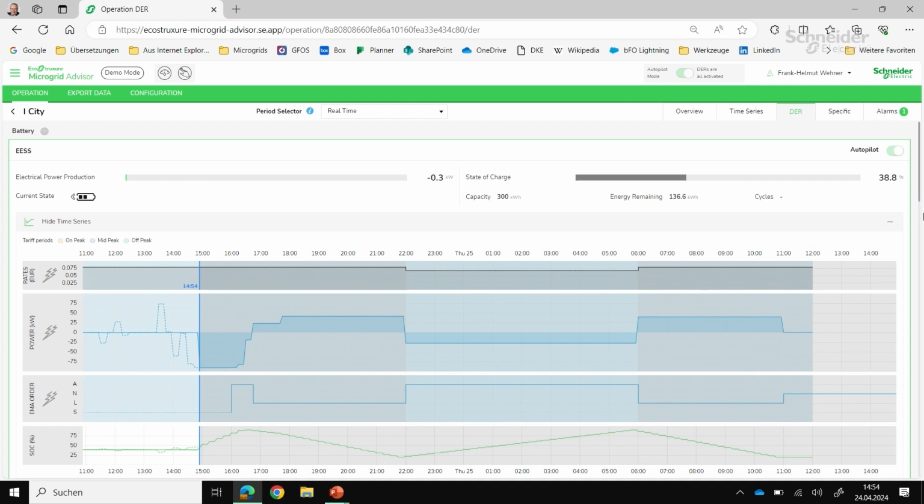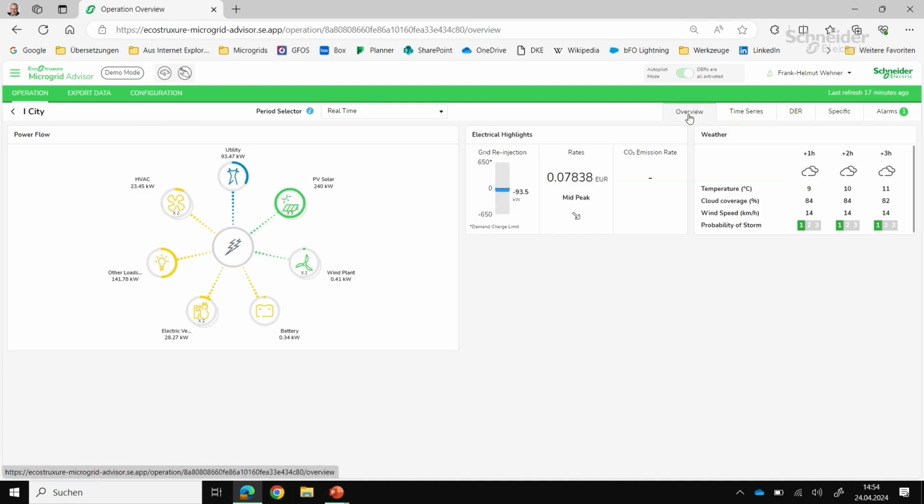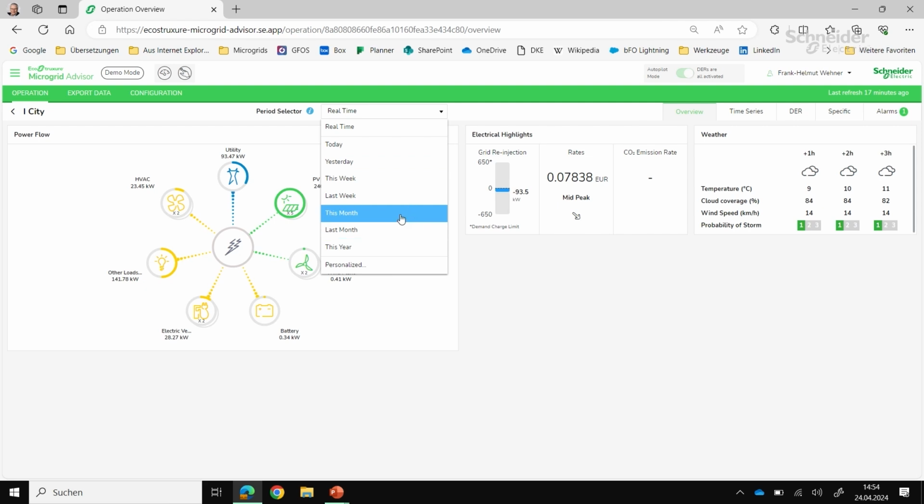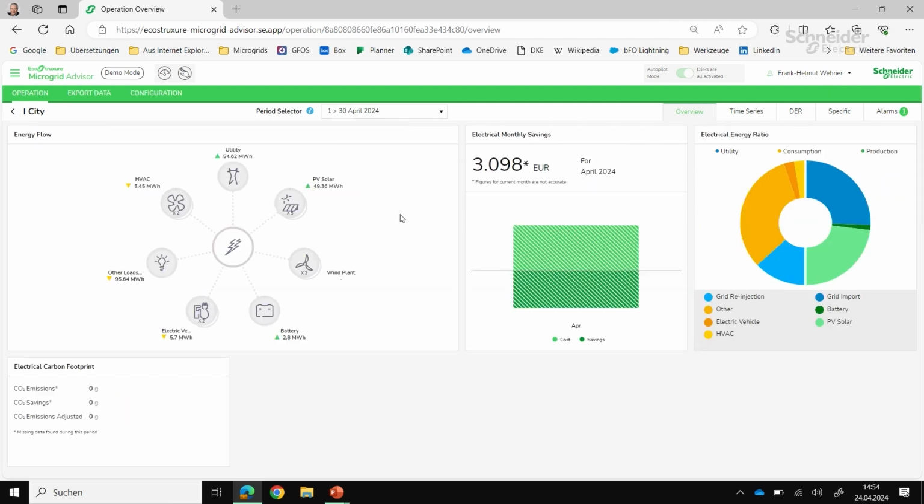So all these data can be seen on these diagrams. What I showed you until now is what we call the real-time view. That means that's currently active. But we can also look into the past. For example, let's have a look at what has happened last month. And here you see again the energy rosette that we have seen before. And we see what is the energy that has been produced or consumed by each of the individual DERs.